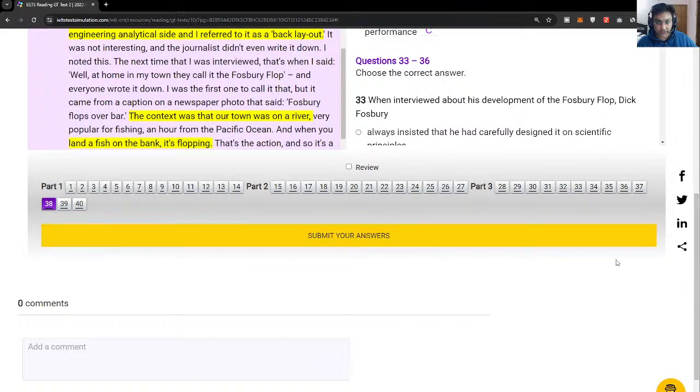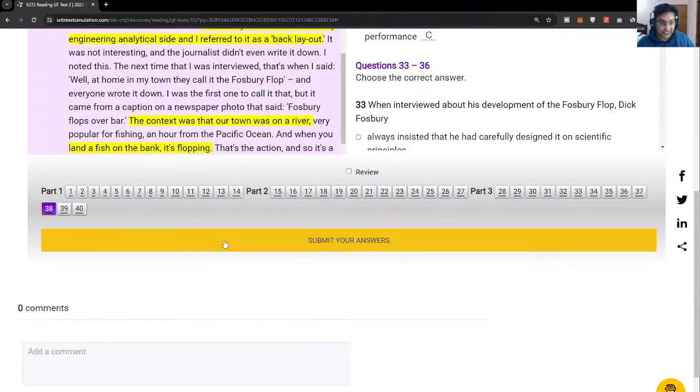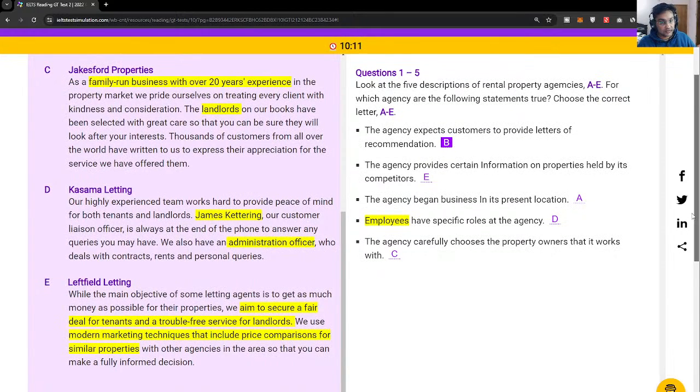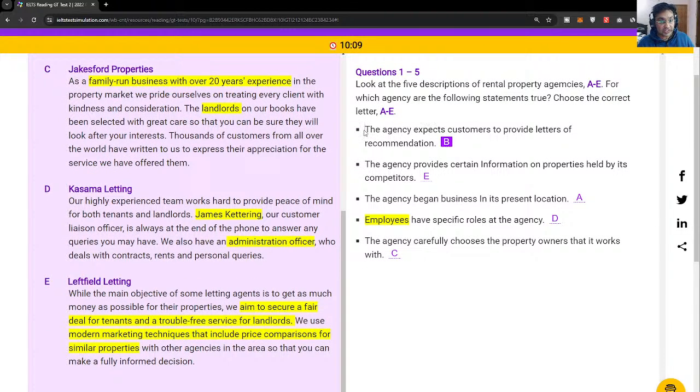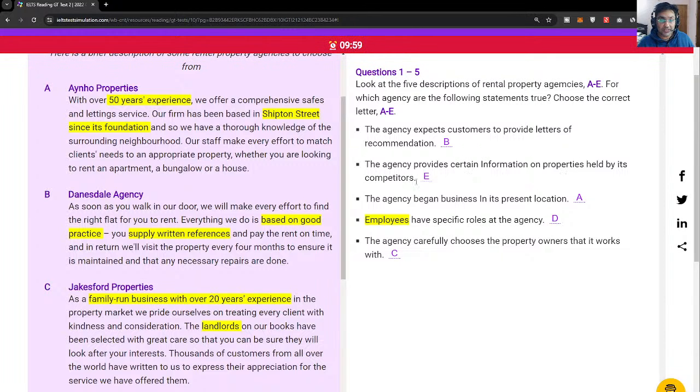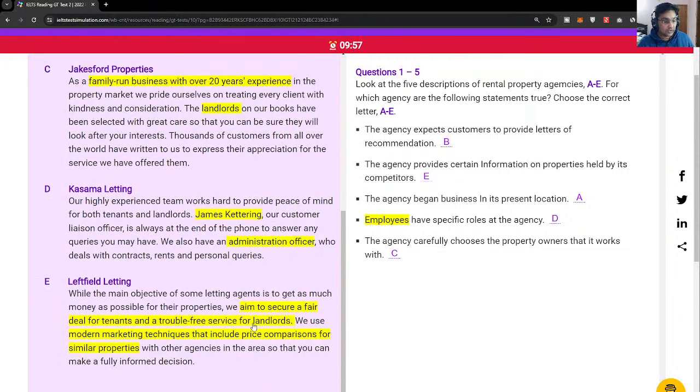And that's how, ladies and gentlemen, we are done with all questions. And yes, I want to review them. We have 10 minutes. Take your time. The agency expects customers to provide letters of recommendation, written references. Good. Provide certain information on properties held by its competitors. Price comparison for similar properties.